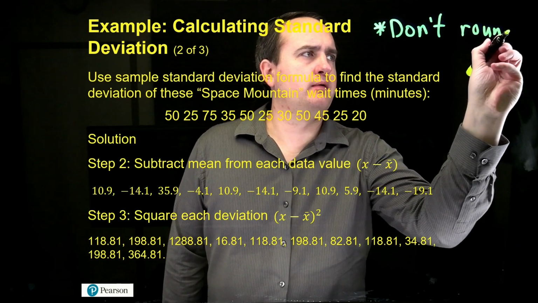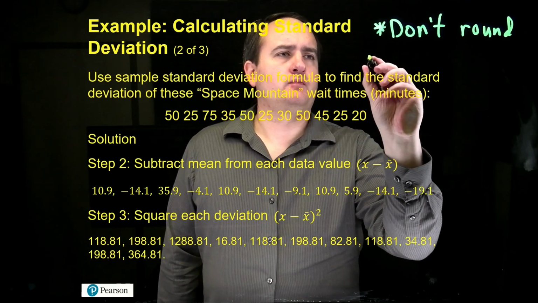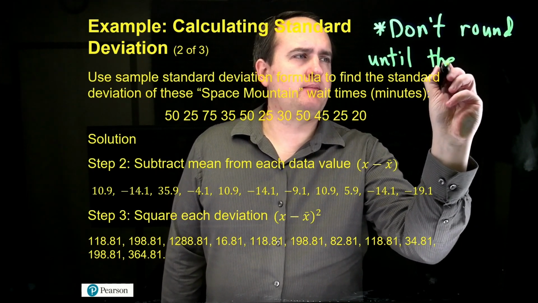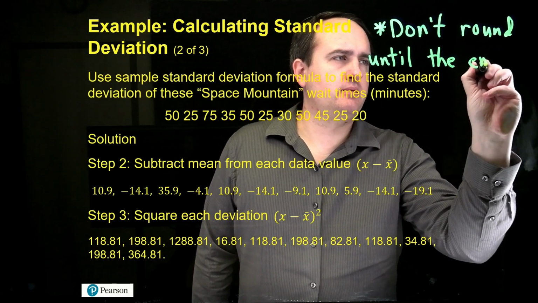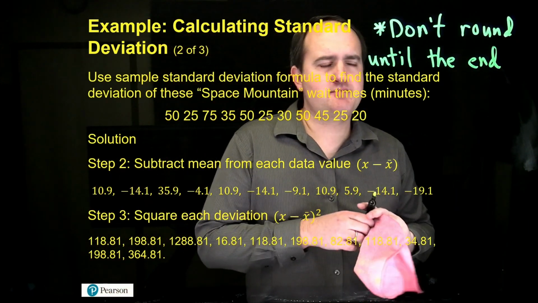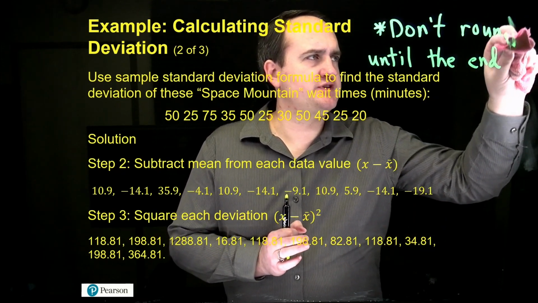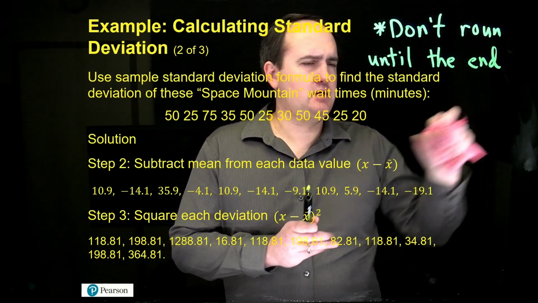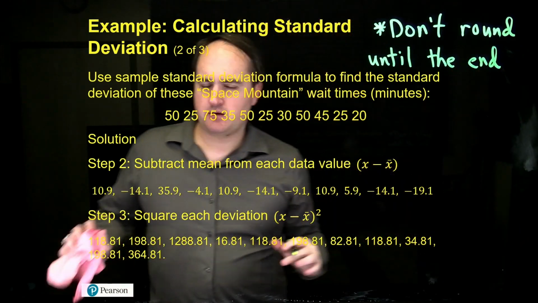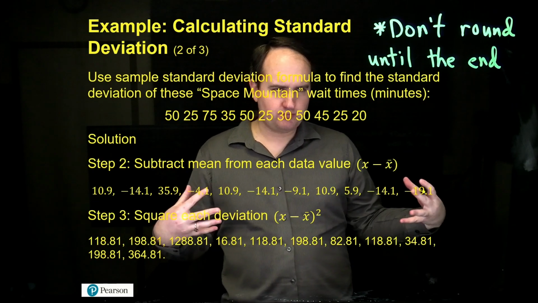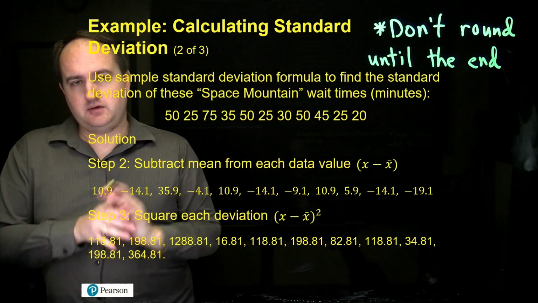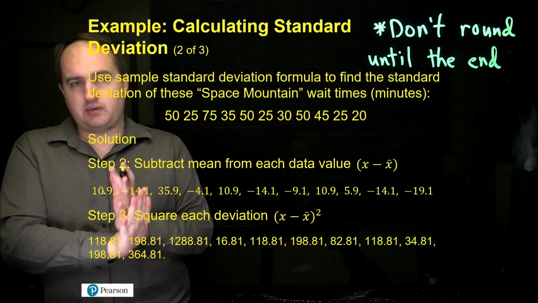Okay, don't round until the end. And by the end, I just mean the very last step. That's true in general in math and science, physics, chemistry, anything really. Because if you round during the middle of the problem, you can create what's called a rounding error, which would mean that your answer at the end might not be correct.